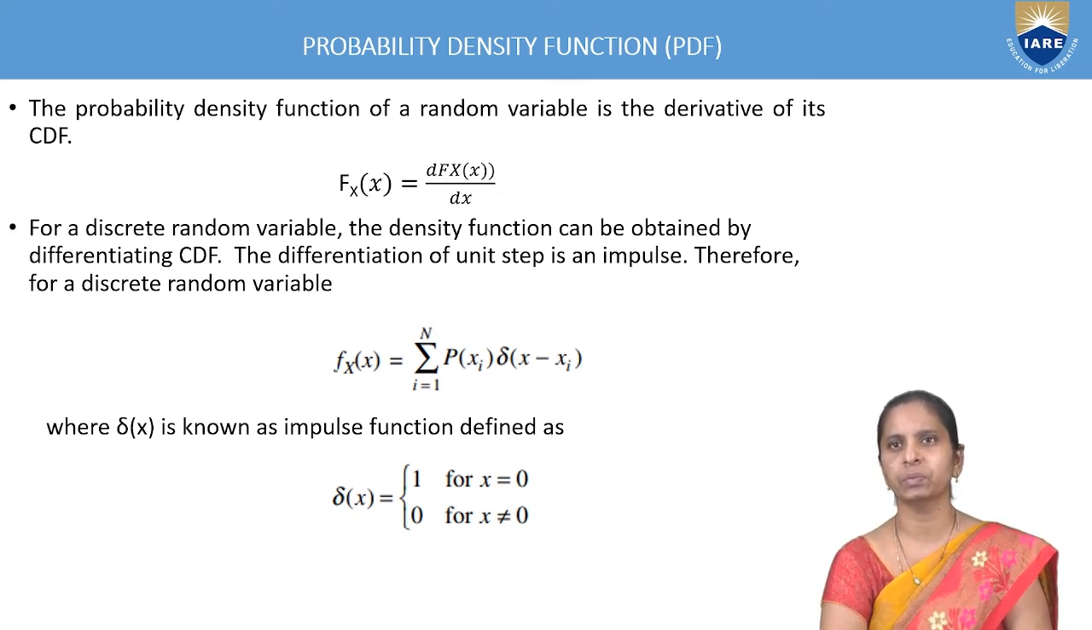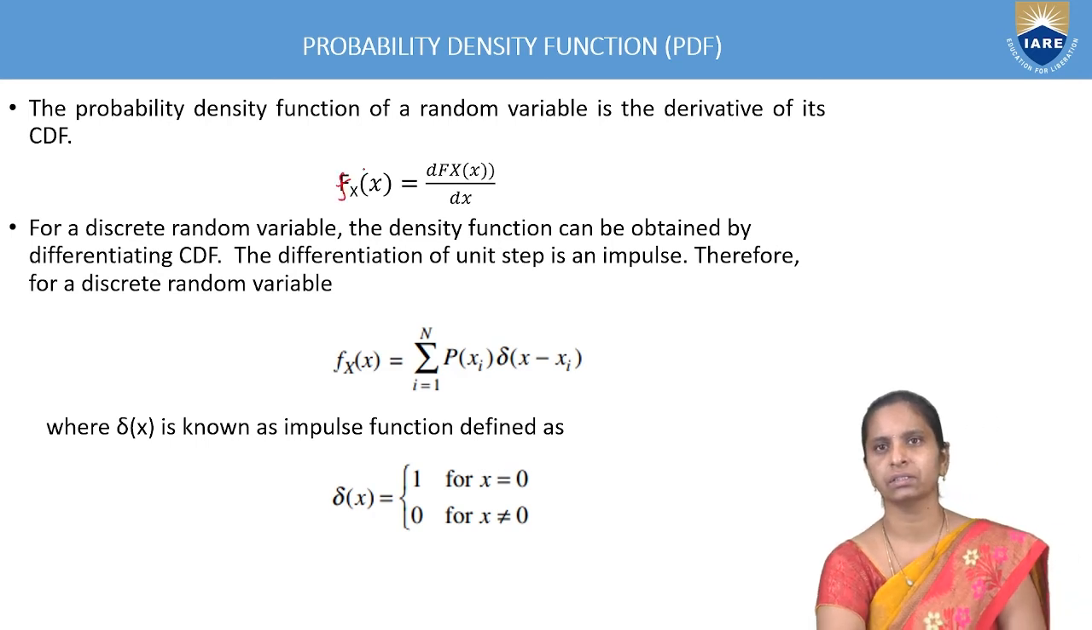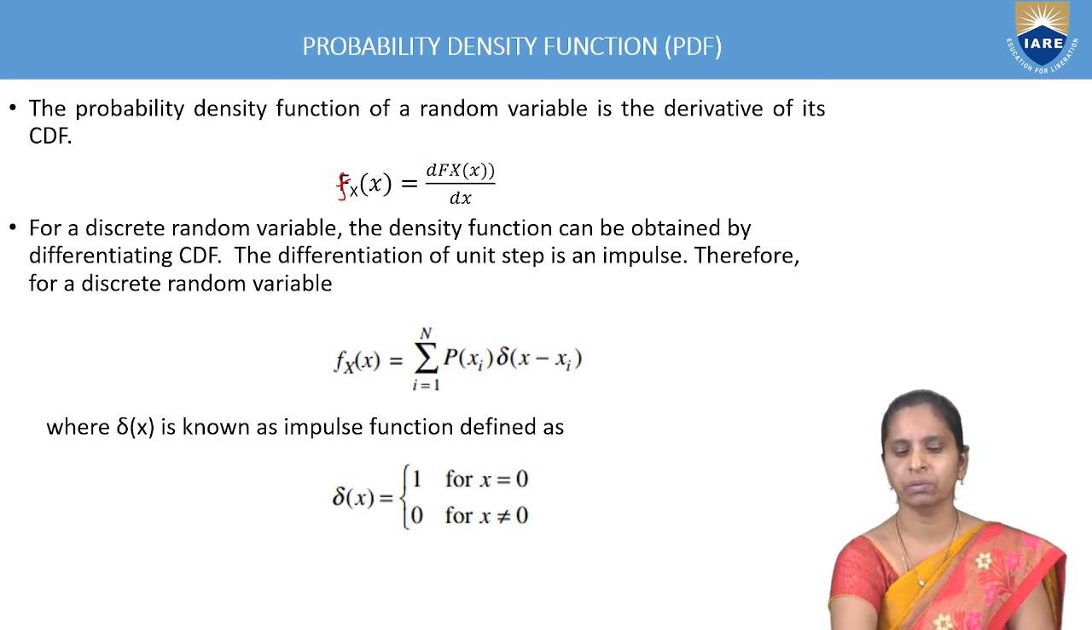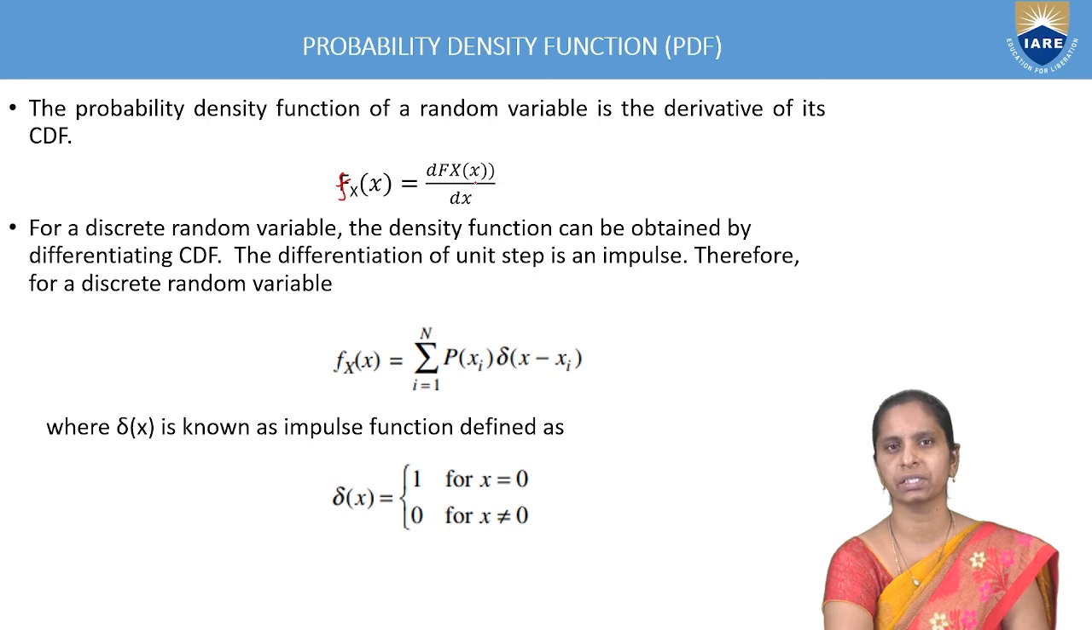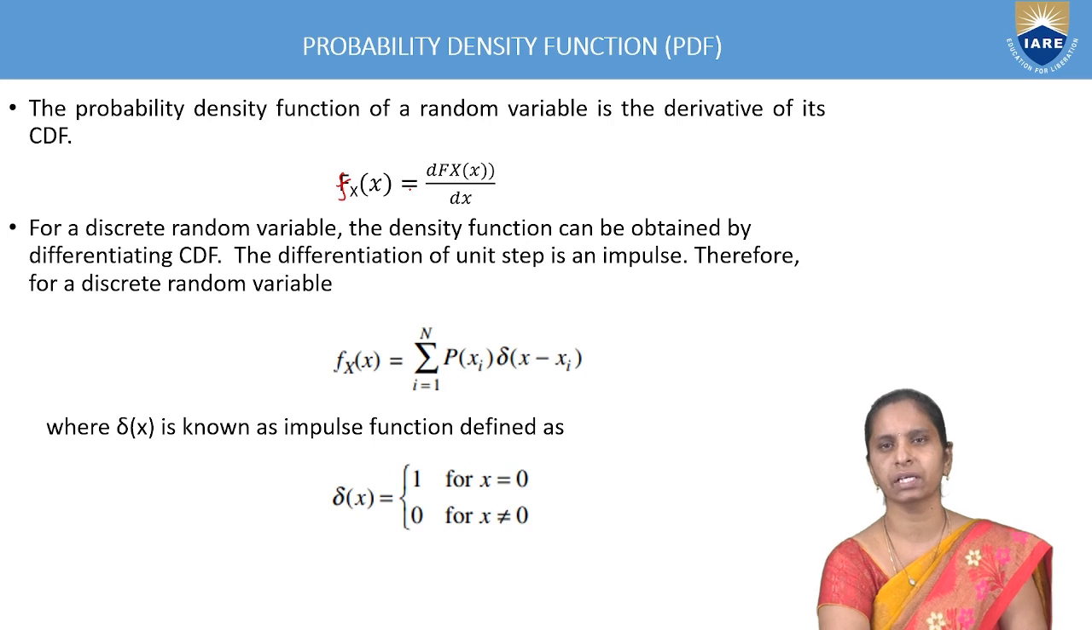Let us go for the probability density function. How can you define the probability density function? It can be defined as the differentiation of the distribution function, which gives the density function. The density function is always represented by small f with the suffix X, that is f_X(x), for the random variable X and bracket small x. So the density function of random variable X is defined as the differentiation of capital F_X(x), which is called the distribution function.